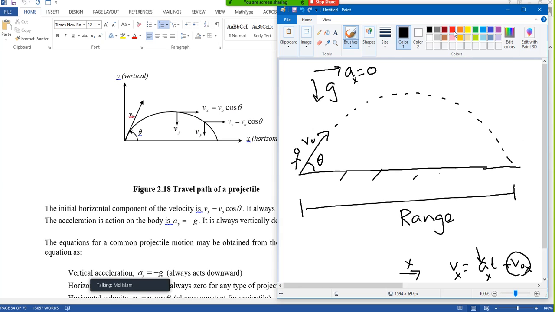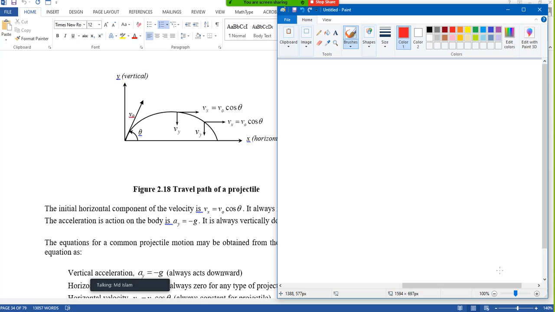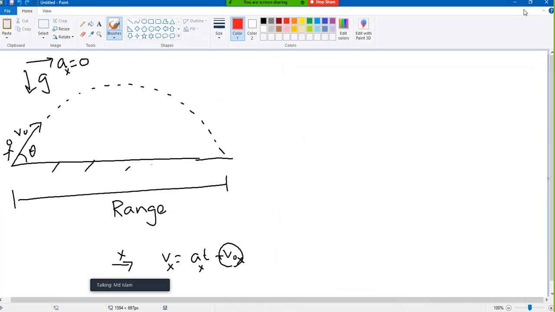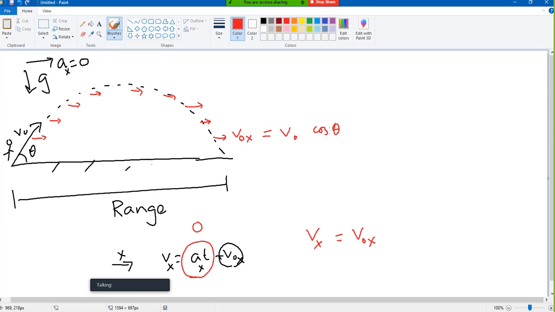Okay, let me take a new color. So x direction, as ax is 0, this portion will be 0. Then v at any point equals whatever the initial velocity is. Now what does it mean? It means in my entire path, the x component of the velocity is v naught x, which is v naught cosine theta. The velocity v becomes bigger, but in the entire path the horizontal component of the velocity is constant, that is v naught cosine theta.